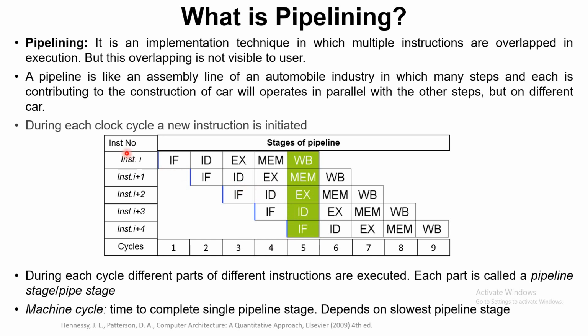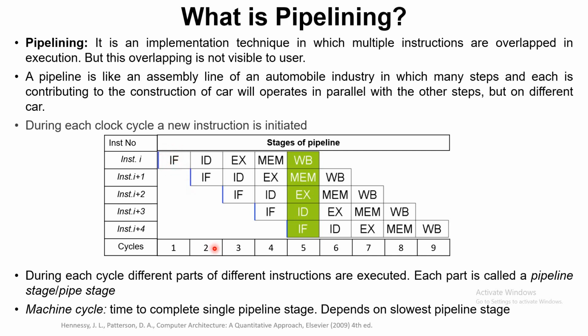Let's suppose we have a program and the instructions are stored in the memory in a sequence. Let's suppose this is the instruction I, the next instruction will be I plus 1, the next will be I plus 2, I plus 3, I plus 4, and so on. And let's suppose these are the different cycles. This is cycle number 1, 2, 3, 4, 5, 6, and so on. First of all, the program counter will send the address of the first instruction and will fetch the opcode. So during the execution of the first cycle, the opcode of the first instruction will be fetched. At this point of time, nothing else will happen other than the fetching of the opcode of the first instruction.